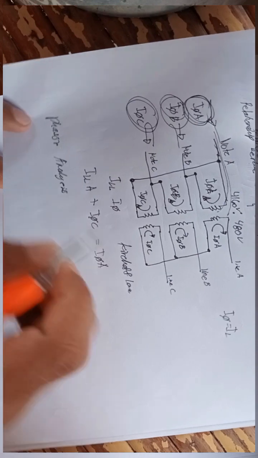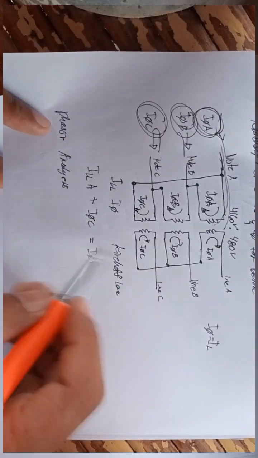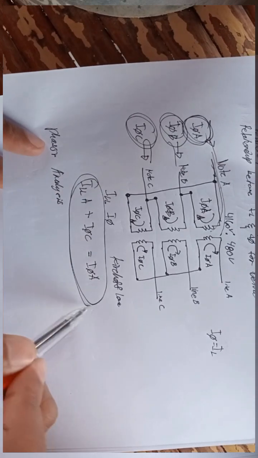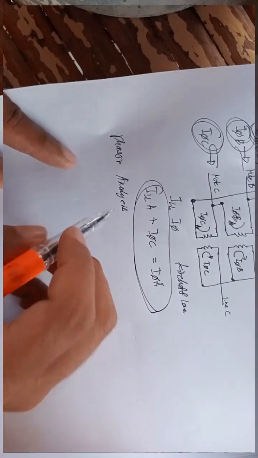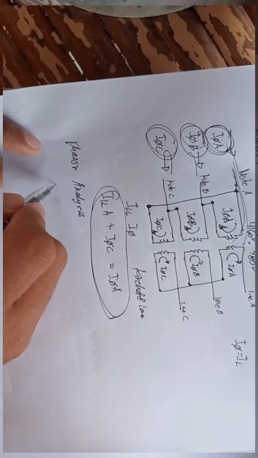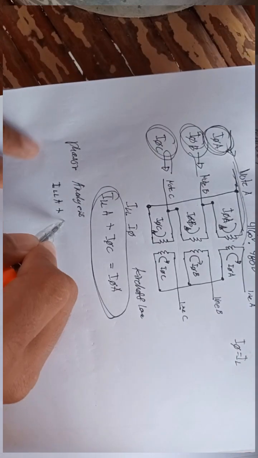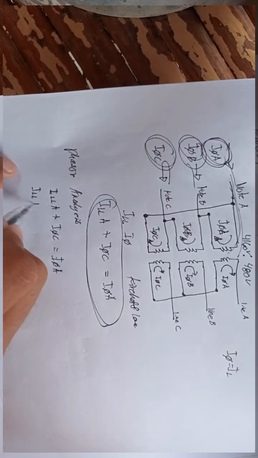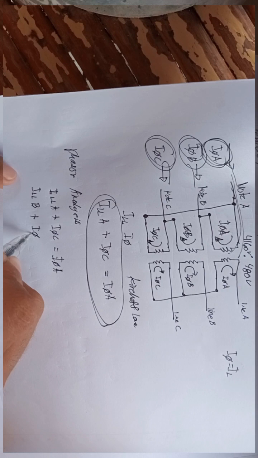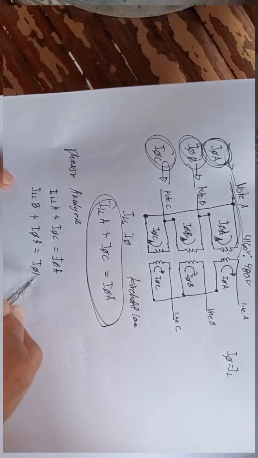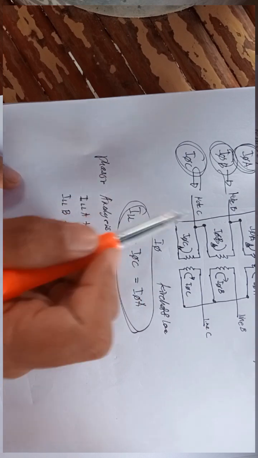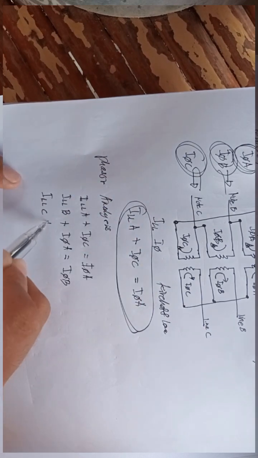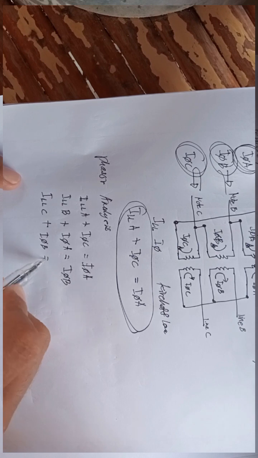5. The phasor analysis. So as we can see, in our part 4, we came up with this equation through this. So let's try to make the equation. So line to line A plus phase C will equal to phase A here. Then at node B, we can see that line to line B plus phase A is equal to phase B. While at node C, we see that line to line C plus phase B will equal to phase C.